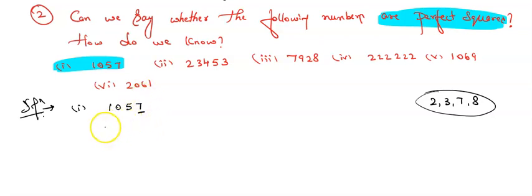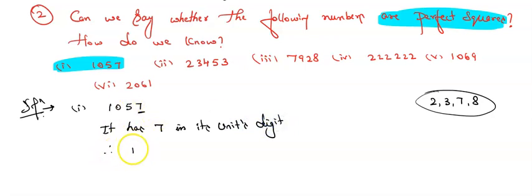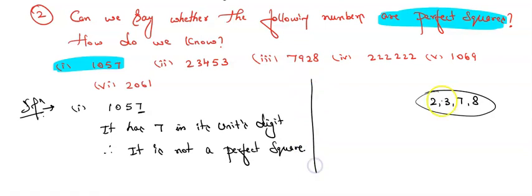As we can say here, it has 7 in its units digit. Therefore, it is not a perfect square. That's it. It's so easy, right? As I have said, the hint is 2, 3, 7, 8. If numbers are ending with 2, 3, 7, 8, directly you can say it is not a perfect square.